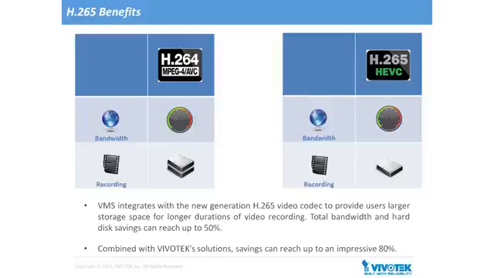VAST version 1.11 integrates the new generation H.265 video codec. We'll talk more about this over the following few pages. So, what are the benefits of integrating the H.265 codec? Well, with H.265, VAST can provide users an effectively larger storage space for longer durations of video recording. Total bandwidth and storage savings can reach up to 50%. And when combined with Vivotek's surveillance solutions, bandwidth and storage savings can reach up to an impressive 80%.